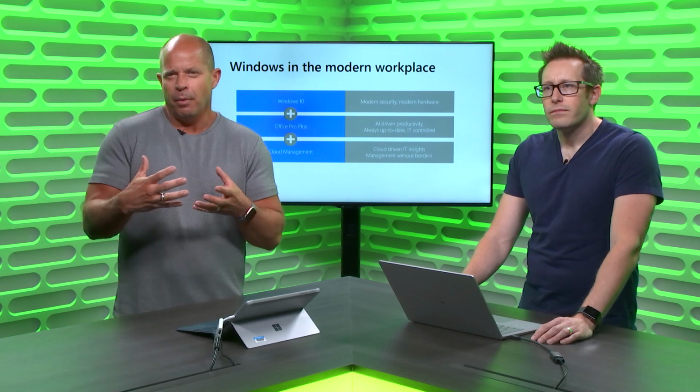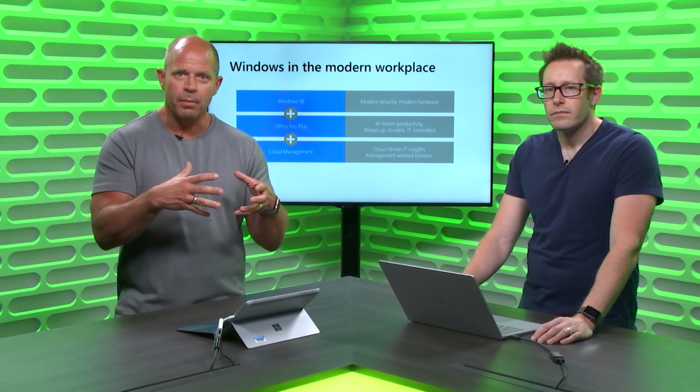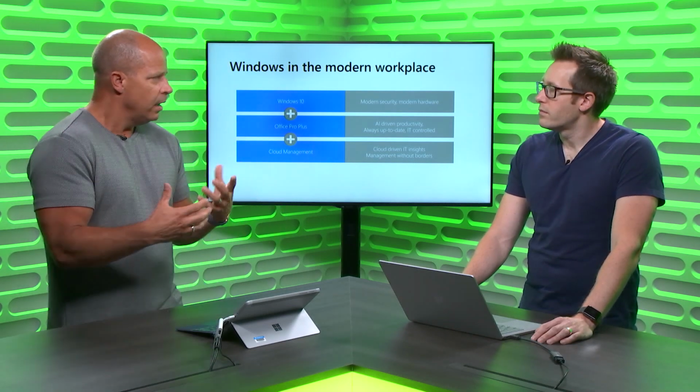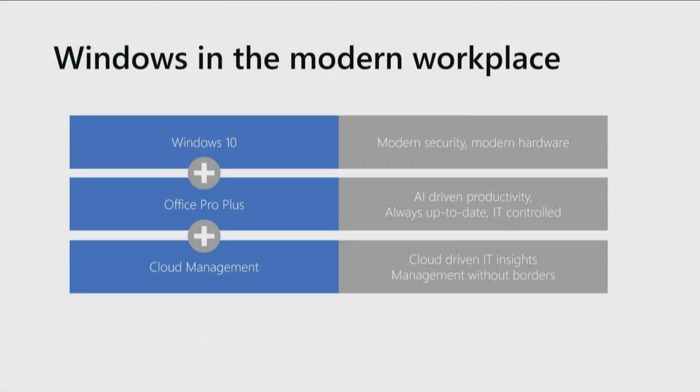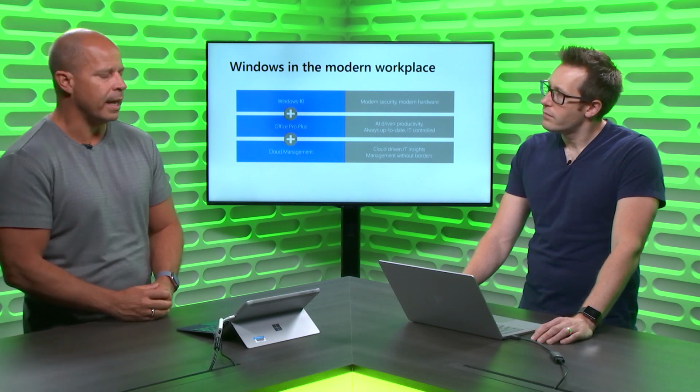So first of all, as we think about the modern workplace and specifically what it means to have a modern Windows 10 deployment, this chart right here does a really good job of representing that. As we think about your Windows environment, what it means for it to be modern: first of all, you're on Windows 10. Yep. You're using Office Pro Plus. And you're having intelligence delivered from the cloud to enhance your management. Yeah. Okay, so let's talk about those one by one and give some examples.